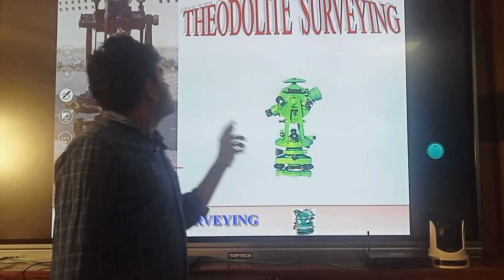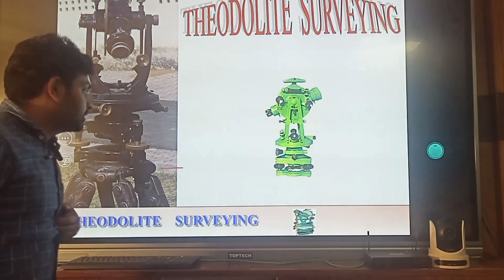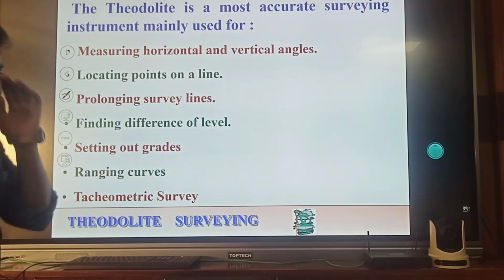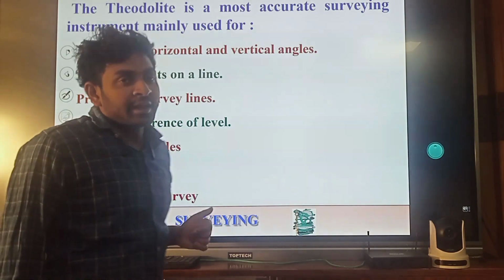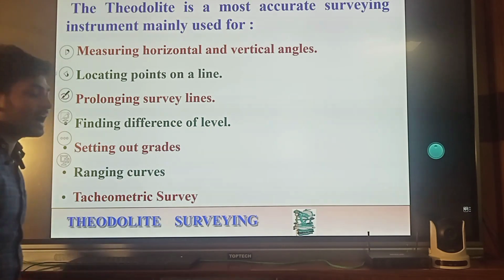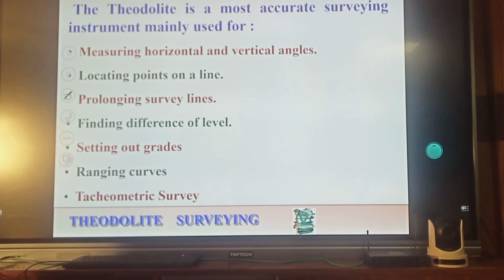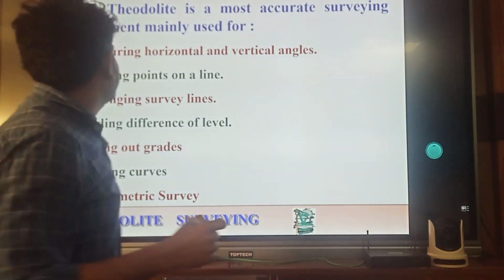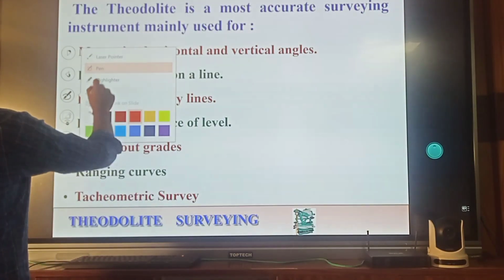We discuss the theodolite survey. The theodolite is an instrument used for measuring angles, distances, or heights, and for leveling. The theodolite is the most accurate surveying instrument.